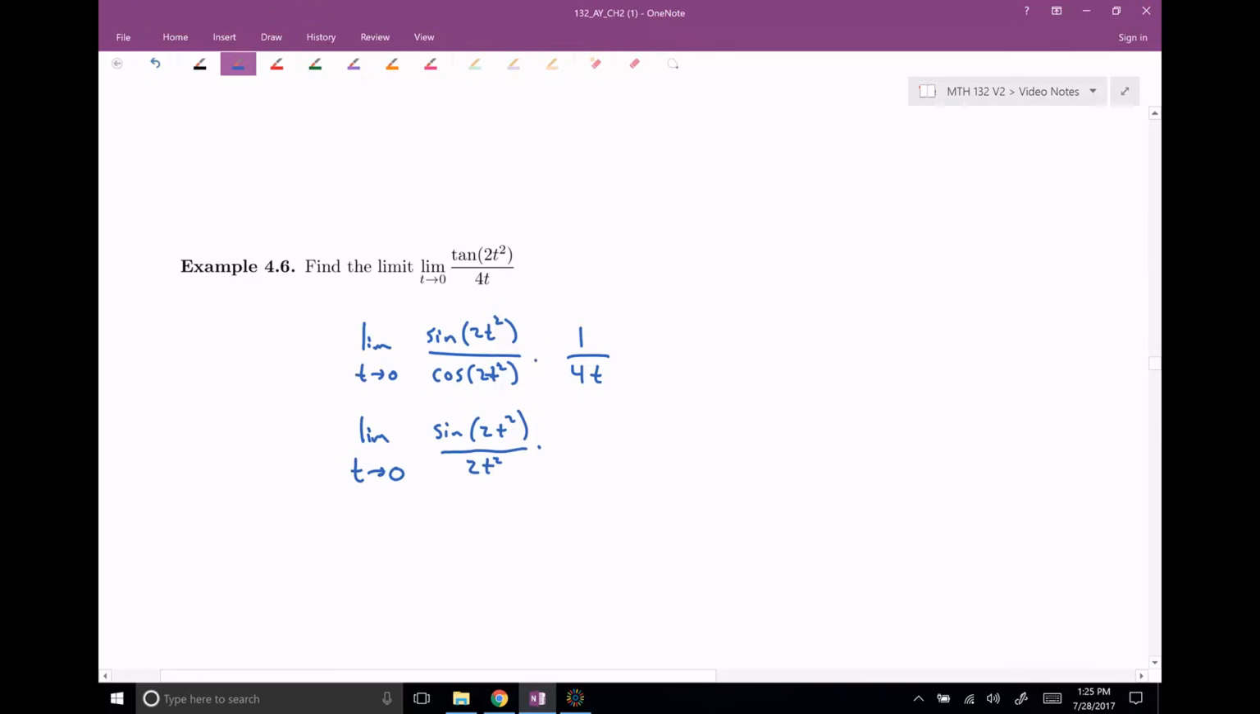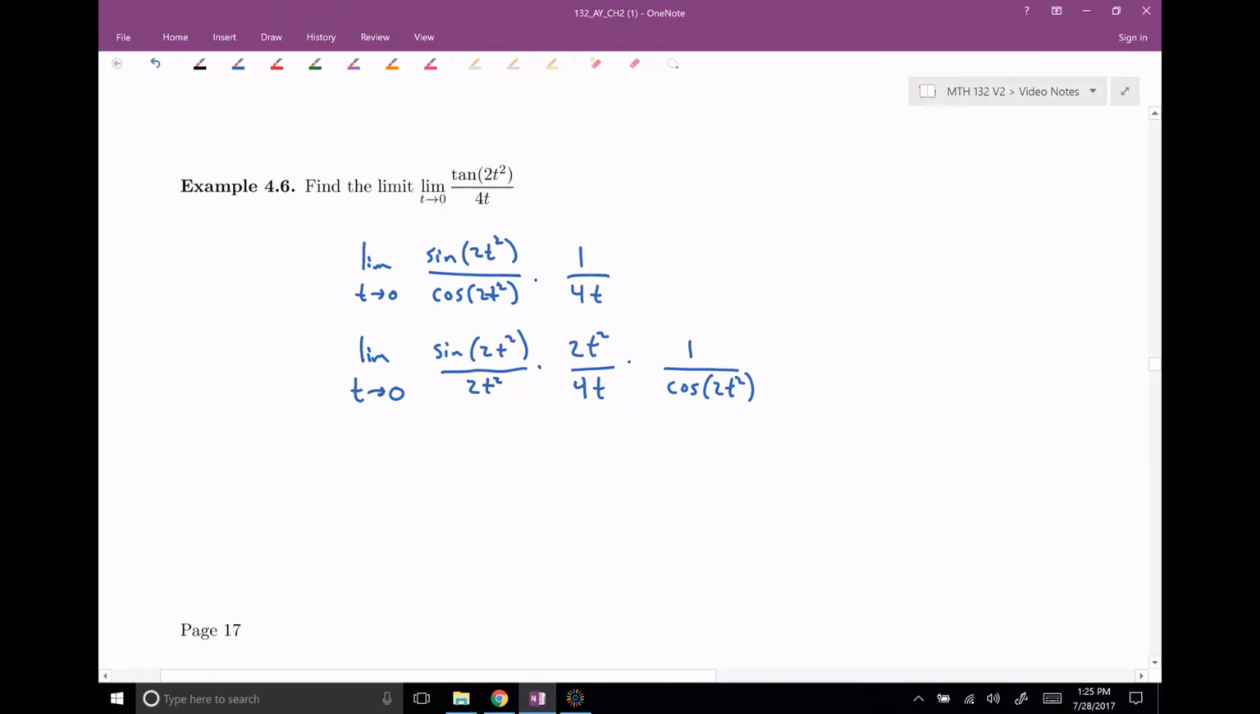Now, if I'm going to make a 2t squared appear in the denominator, I should also have it appear in the numerator, so that this is just a fancy way of multiplying by 1. So I'm going to go ahead and multiply by 2t squared as well. All right, and then I still have this cosine that I can't forget about. It's in the denominator. And I have this division by 4t. Actually, let's go ahead and combine that right here. So I'm going to put the 4t in the denominator here. They're kind of like terms, right?